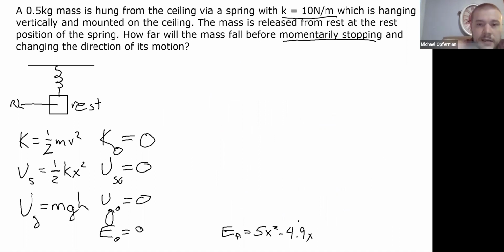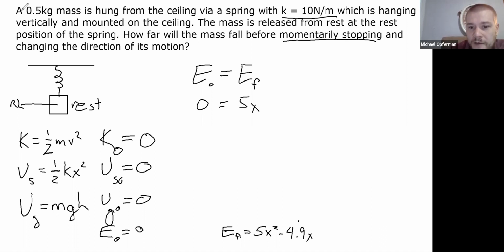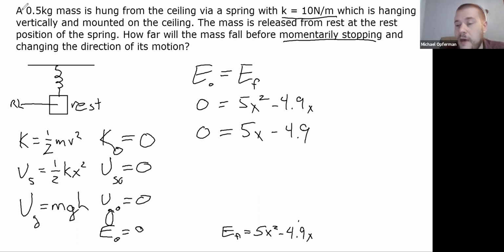Okay. So the next thing I do is I set the total energy in the initial state equal to the total energy in the final state. That's the conservation of energy statement. So I'm going to have 0 equals, from down there, 5x squared minus 4.9x. I know that x equals 0 is not the solution that I'm looking for. So I can divide both sides of the equation by x, and it won't cause any problems. So now I'll have 0 equals 5x minus 4.9. Again, that was dividing the whole equation by x. And now I have a very simple equation.